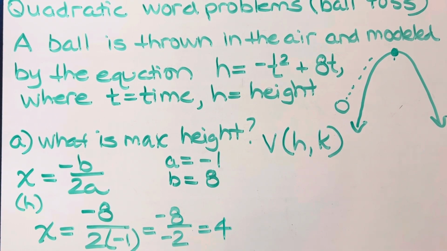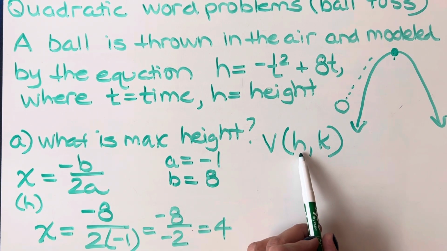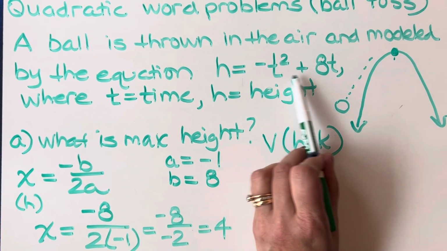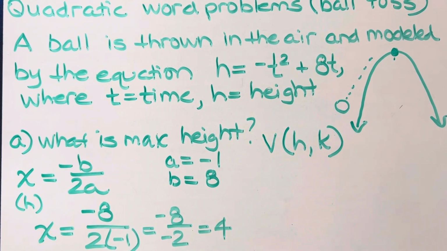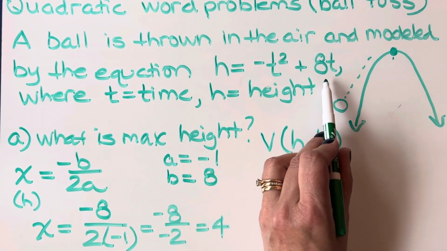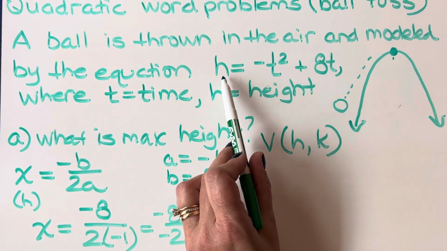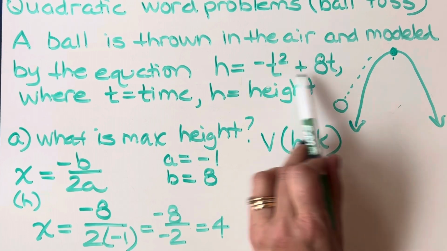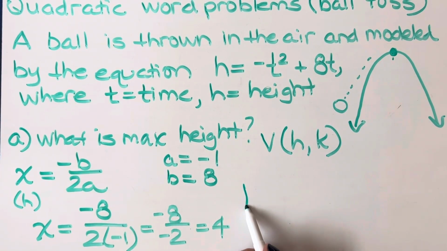And this is 4. So what I've actually found here is how long the ball's in the air, right? Because my h value for my vertex is taking the place of my independent variable. So this really tells me the ball is in the air for 4 seconds. So I'm going to take this value that I now found and I'm going to substitute it into my formula because I need the height and I know my time is 4. So let's plug that in.